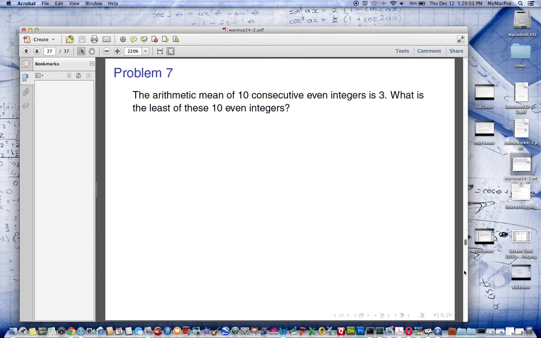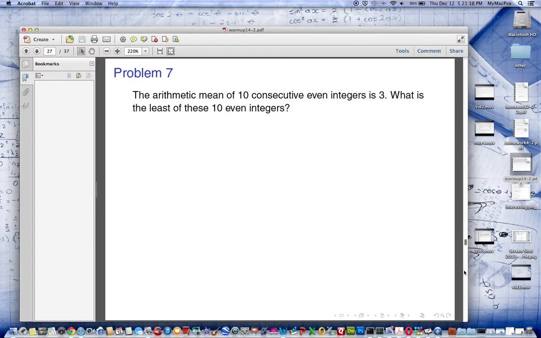So if you do it systematically, then probability questions are okay. But sometimes it's hard. Probability questions can easily get into the wrong answers. Okay, the arithmetic mean of 10 consecutive even integers is 3. What is the least of these 10 even integers?